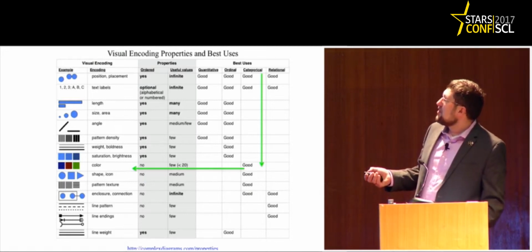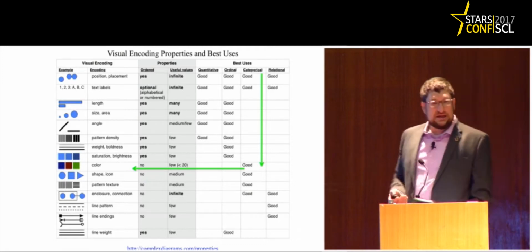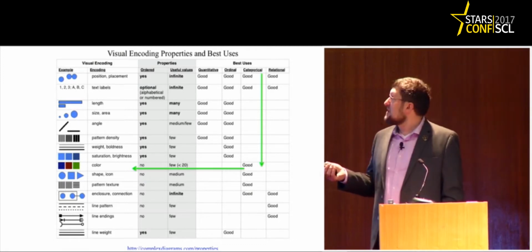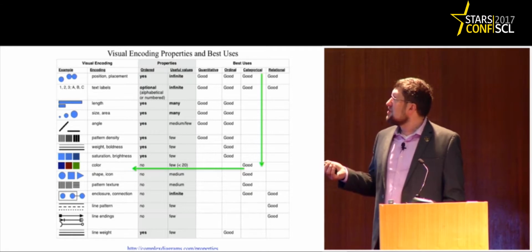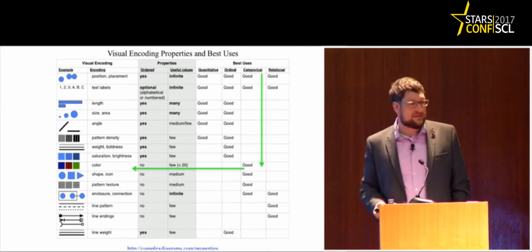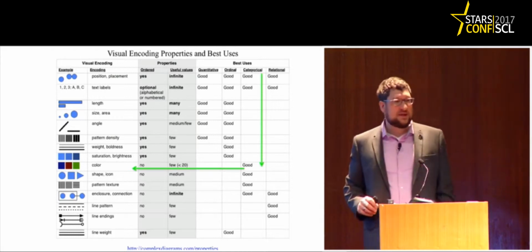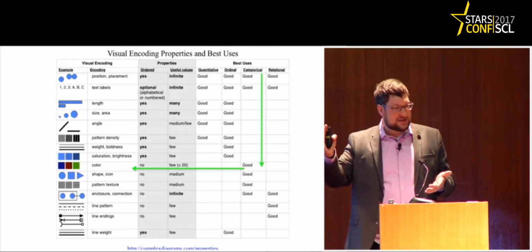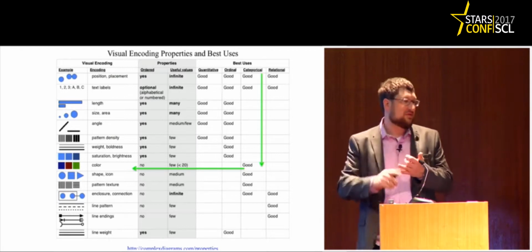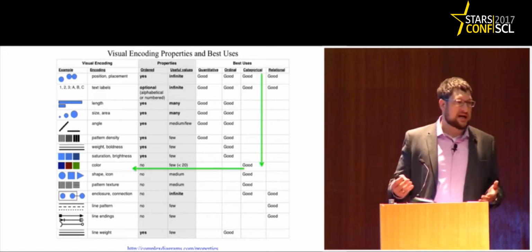I want to point out a few more things. The top row for position and placement, you'll notice it says good for all categories. We can use position for any type of data. That's why we talk about structure first. We pick the placement on the page before we talk about color, before we talk about icons, before we talk about whether the line is solid or dotted.